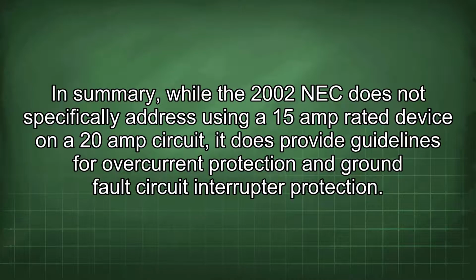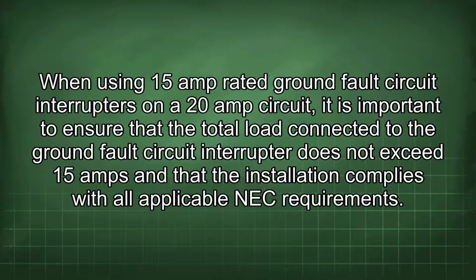In summary, while the 2002 NEC does not specifically address using a 15 amp rated device on a 20 amp circuit, it does provide guidelines for overcurrent protection and ground fault circuit interrupter protection. When using 15 amp rated ground fault circuit interrupters on a 20 amp circuit, it is important to ensure that the total load connected to the ground fault circuit interrupter does not exceed 15 amps and that the installation complies with all applicable NEC requirements.